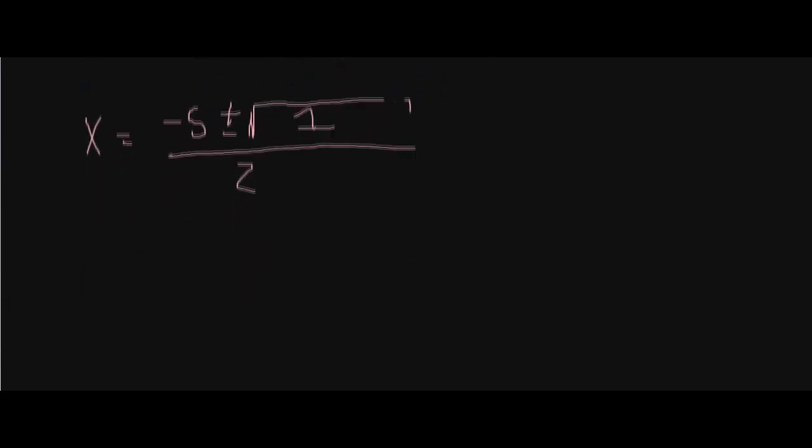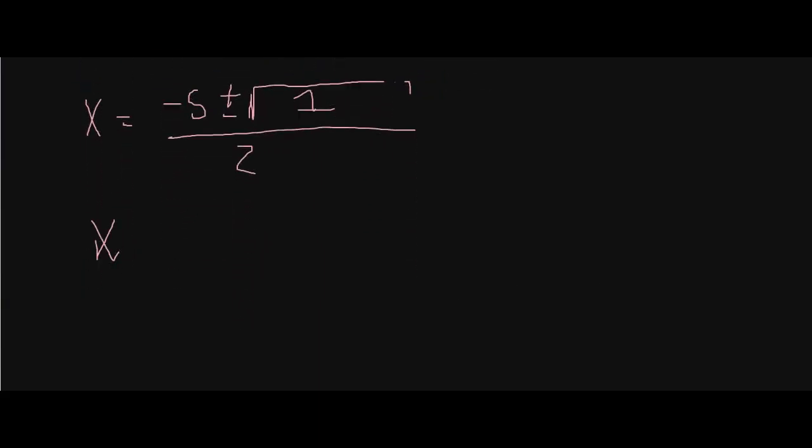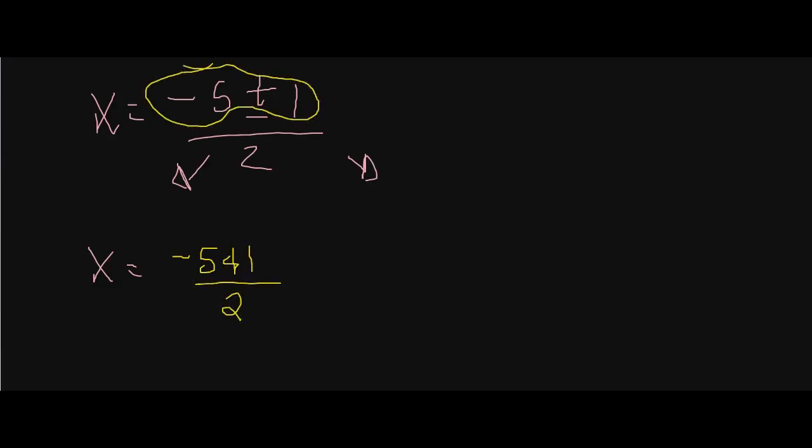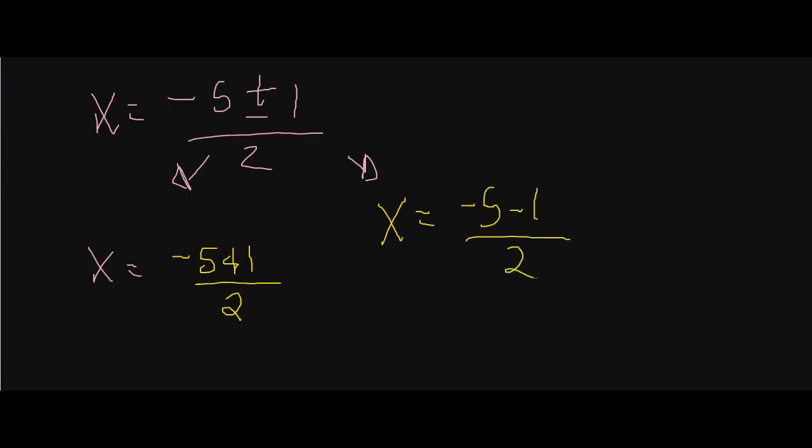Now that we got that here, we're just going to continue. x is equal to negative 5 plus or minus, well, what's the square root of 1? It's just 1, all divided by 2. Last but not least, let's break these up into two equations. We're going to get x is equal to negative 5 plus 1 all divided by 2. This is just from this section here. And then we're going to get x is equal to negative 5 minus 1, so negative 5 minus 1 all divided by 2.